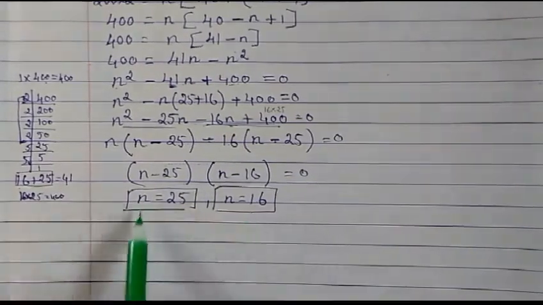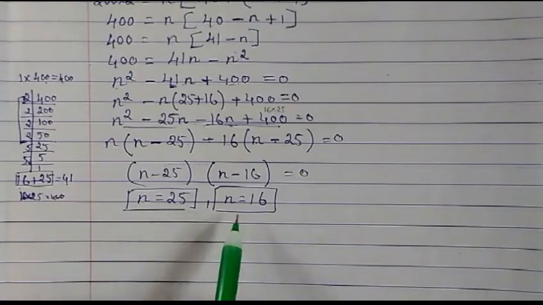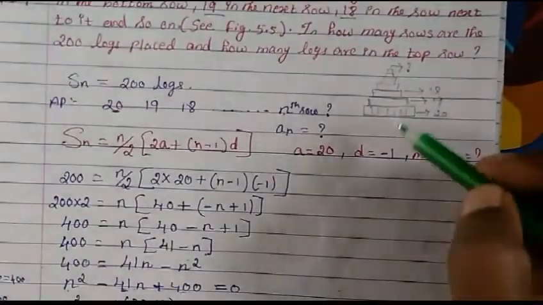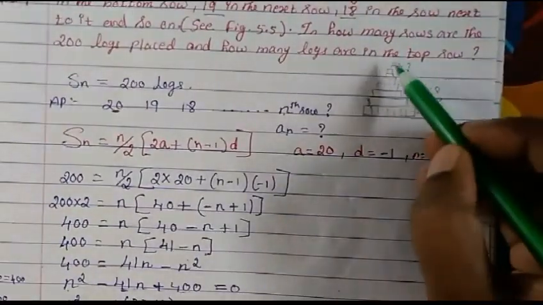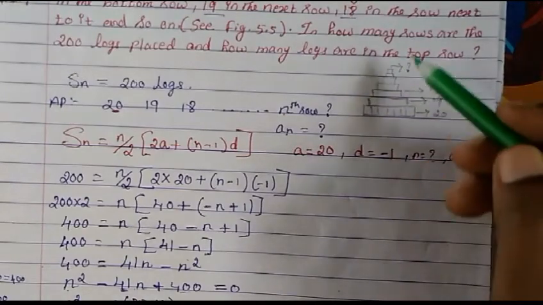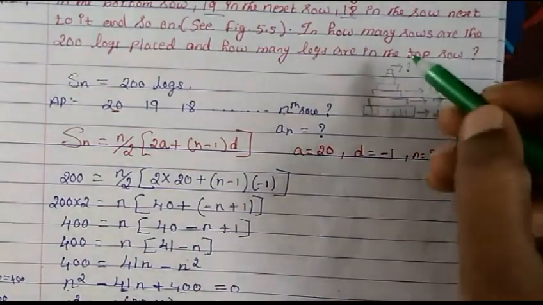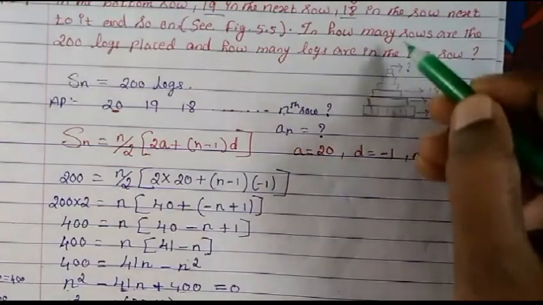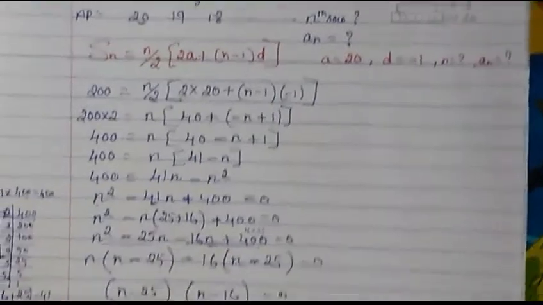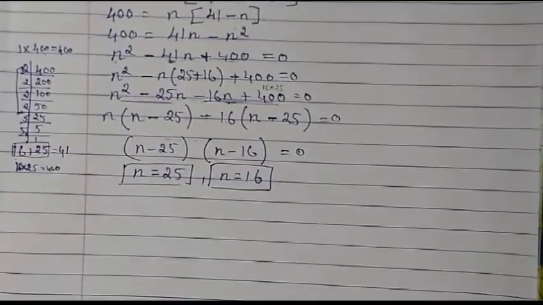Now we cannot have 2, so the number of rows cannot be 25 and 16. Only one of them will be matching here. We said we have to find out how many rows will come, and on the top row how many logs will be there. That we have to find out. So can it be two answers? We can have only one answer, how many rows will come, and how many on the top row. So we cannot have 2. So let's find out which one is the correct one.